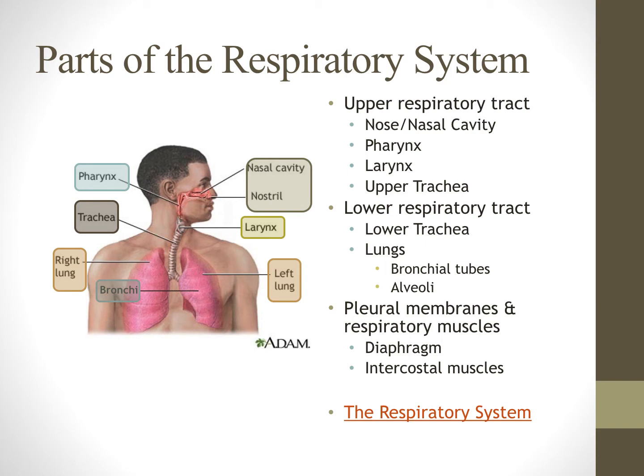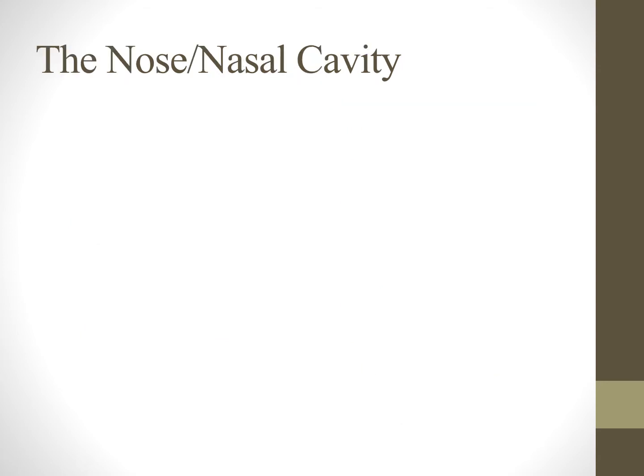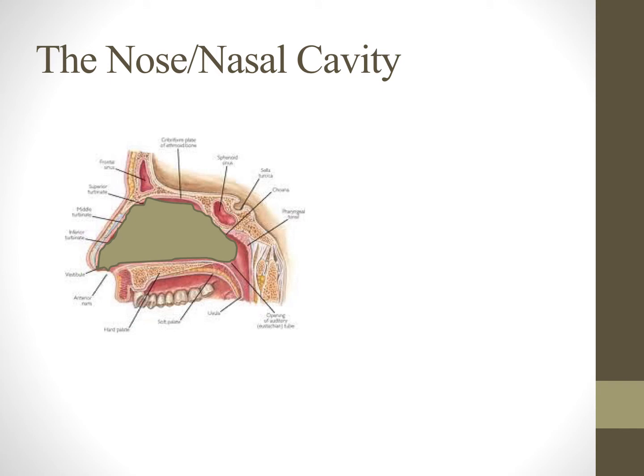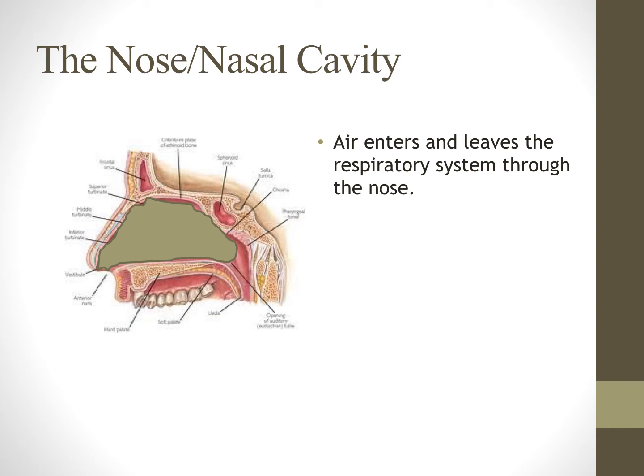If we look at each of these individual portions of the respiratory tract, or at least the upper portion, let's take a look at the nose and nasal cavity. The nose and nasal cavity is meant for air to enter and leave the respiratory system when we're at homeostasis or when we have good health. This is its main function.